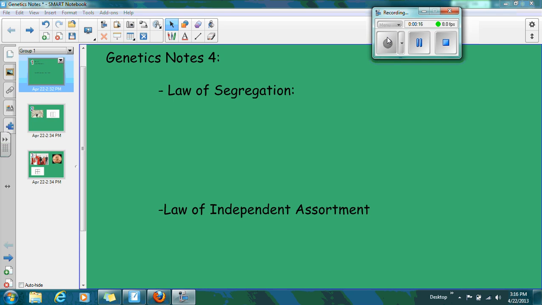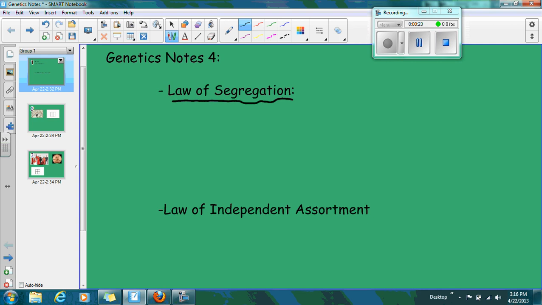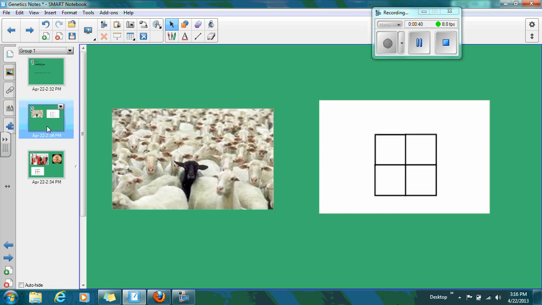So the first thing I want to talk about is the law of segregation. When you think of segregation, you probably think about civil rights and history class. But when we talk about segregation in biology, we're talking about something a little bit different. Over here, we have this black sheep, and many of you might also know someone in your family who's a lot different from everyone else.